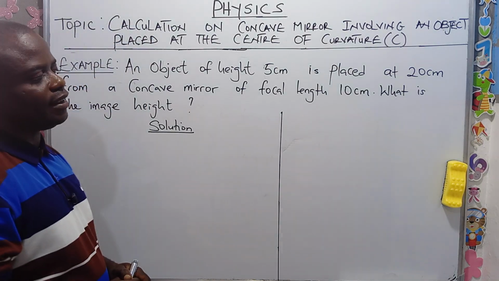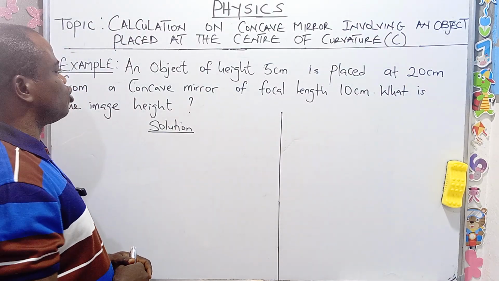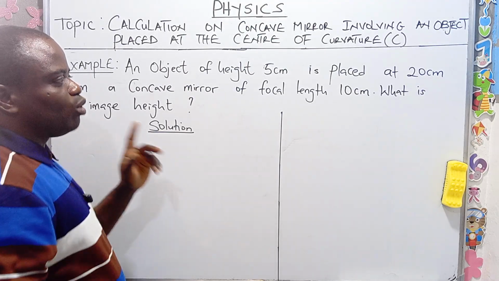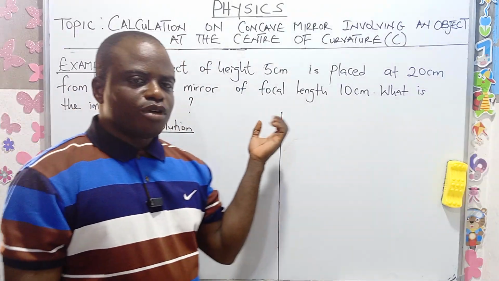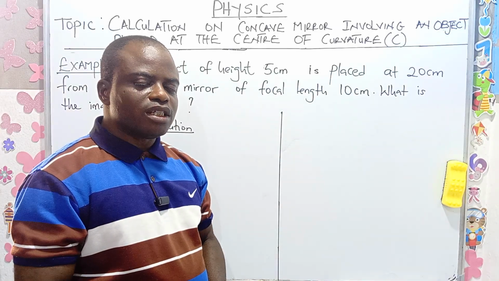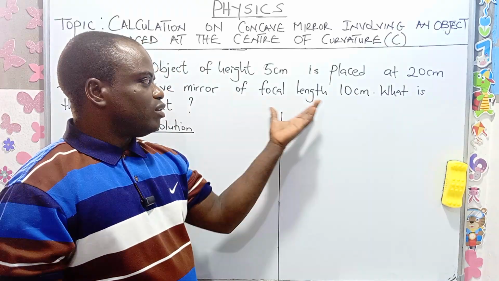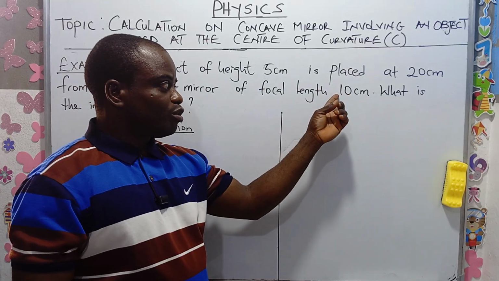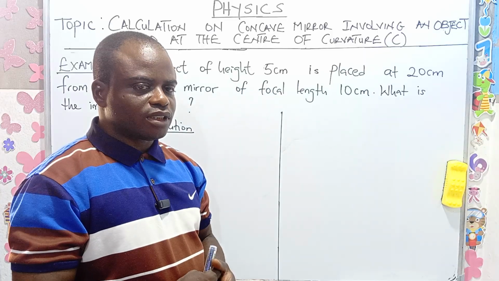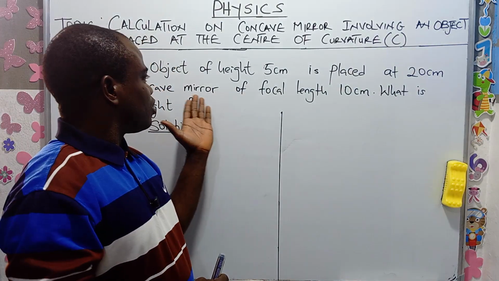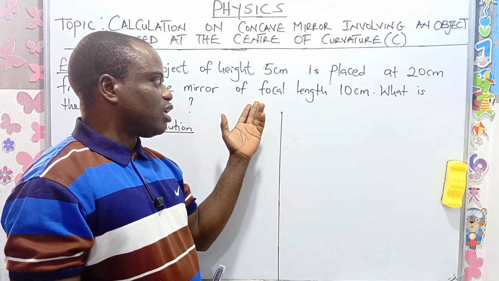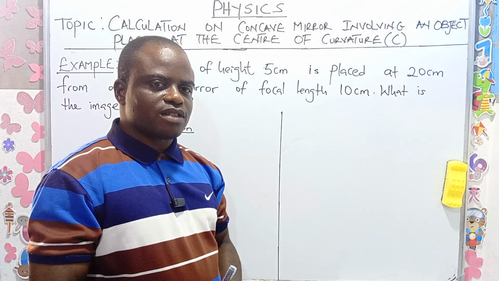An object of height 5 centimeter is placed at 20 centimeter from a concave mirror. And always know that under concave mirror, the focal length is positive, but under convex mirror, the focal length is negative. You'll be given the focal length. The question will not be put as a negative 10 under convex mirror. You'll just be told that the convex mirror of focal length 10 centimeter. But what you need to know is that the focal length is negative. You introduce your negative sign.